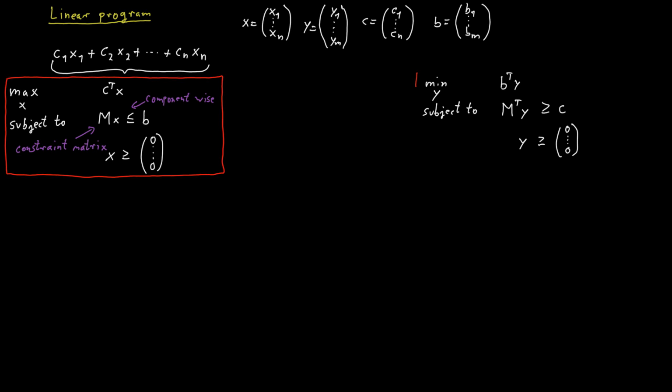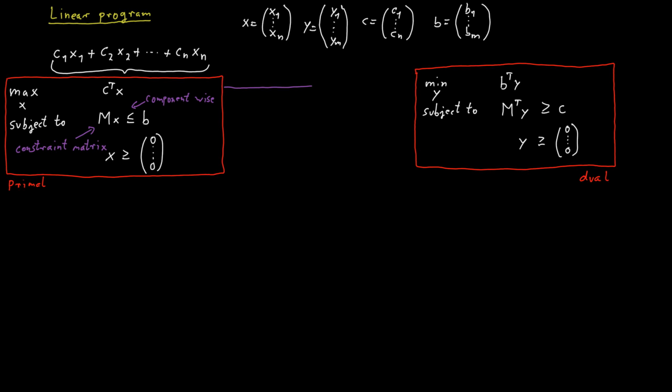And again, we want the variables to be non-negative, so we also want y to be greater or equal to the all zeros vector. You will notice that I used some symbols in both programs, the maximizing program and the minimizing program. I reused this vector b and the vector c and also the matrix M. I've done this intentionally because it turns out that if we have two linear programs like this, they are very much related to one another. One of the programs is called the primal, and the other is called the dual.